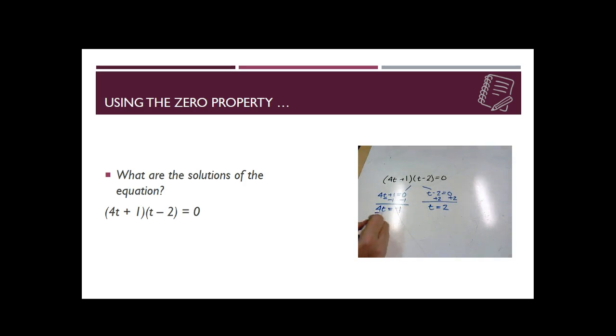And now I need to get t by itself, so I'm going to use my inverse properties again and divide both sides by 4. So we're left with t equals negative 1/4.